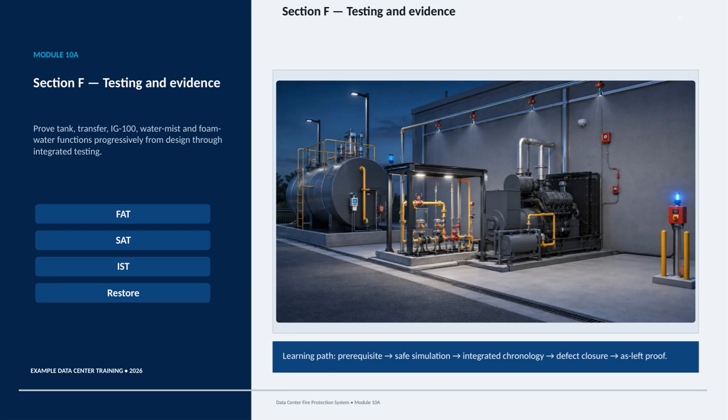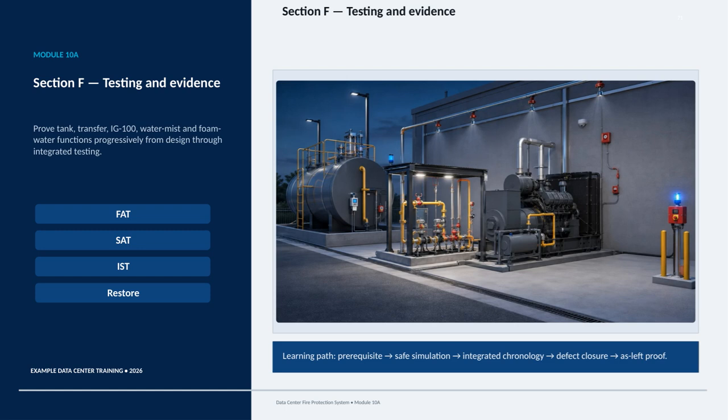FAT, SAT, and IST are not isolated events. They form a connected path of verification. Factory acceptance testing checks what can be confirmed before equipment reaches site. Site acceptance testing then verifies installation and site-specific operation. Integrated systems testing brings the functions together in the intended chronology, so interactions and dependencies can be observed. After testing, restoration returns the system to its required operating condition.